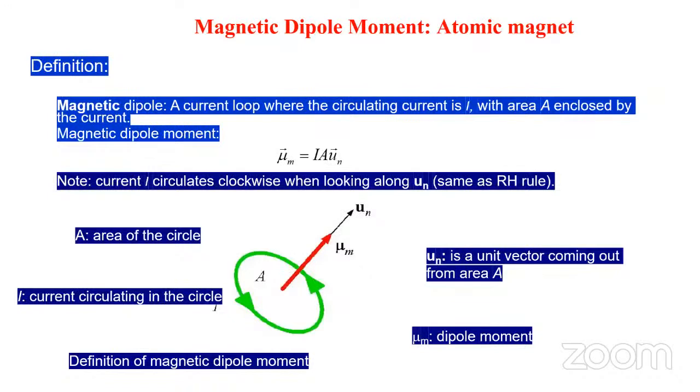Before making this statement, I would like to say that whenever there is a flow of charge carriers, there is a flow of current. And whenever there is a current, there is a magnetic field. So the magnetic moment associated with a current loop is typically given by mu m equal to I into A into n. This gives you an idea about the magnetic moment associated with the current flow.